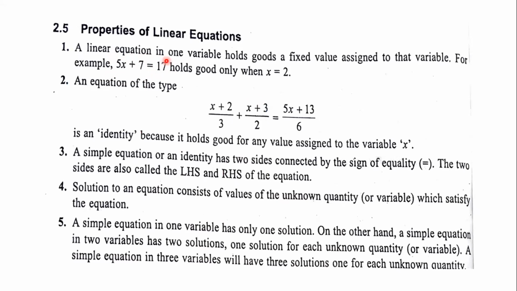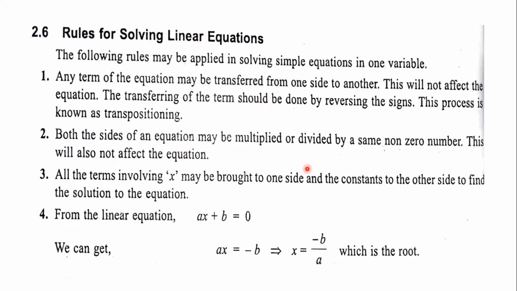Okay, and the solution of the equation will have an unknown variable which we will be finding out in the equation. Then a simple equation with one variable. Now here there is only one variable x, which means we will have only one answer, x is equal to 2. Now if we have more than one variable, we will have more than one answer. So these are a few properties of linear equations, and we also saw a few rules for solving.